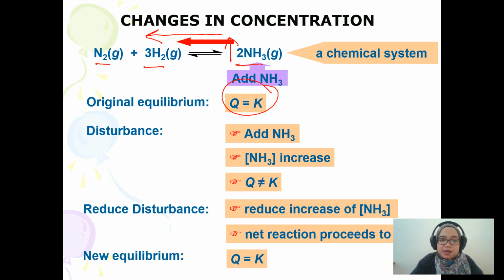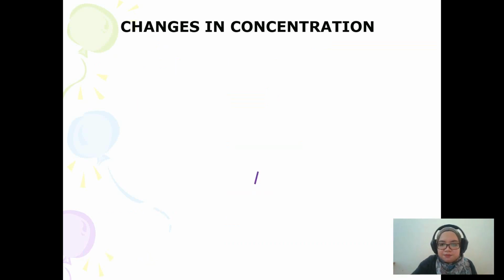Okay? Alright, so maksudnya dekat sini, the amount of NH3 will reduce, the amount of nitrogen gas and the amount of hydrogen gas will increase. Sebab dia form, dia punya equilibrium position shift to the left kan, dia form more reactant balik compared to product. Okay?